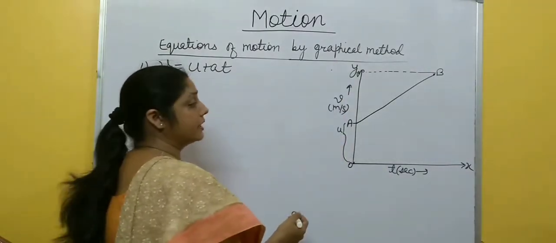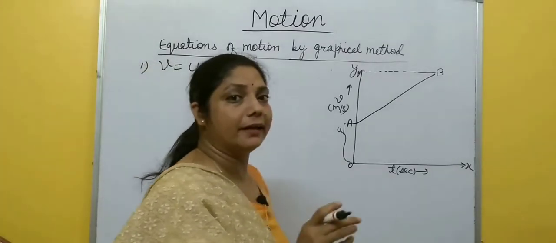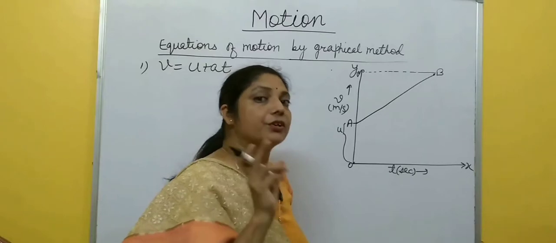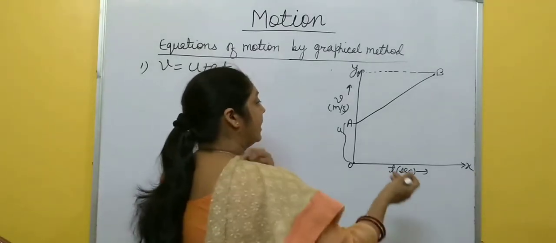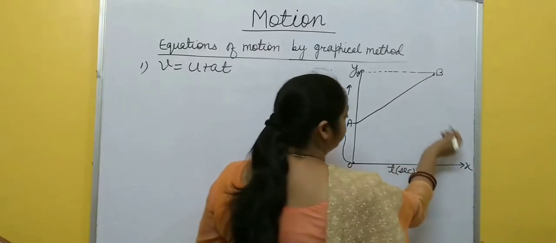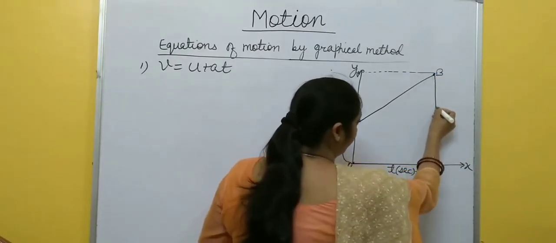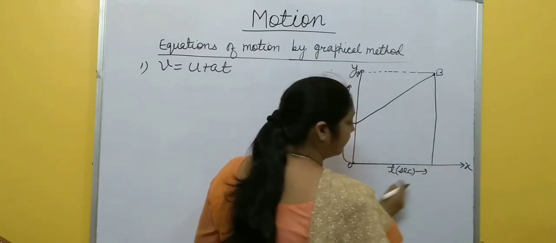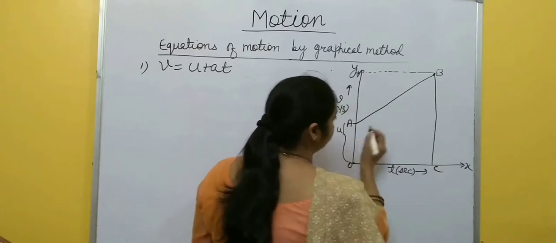After plotting this graph, I want acceleration here, and you know that slope of velocity time graph gives what? Acceleration. So let us find slope. To find slope, you draw from this position one perpendicular on the time axis, right? Suppose A, B and this point is C.